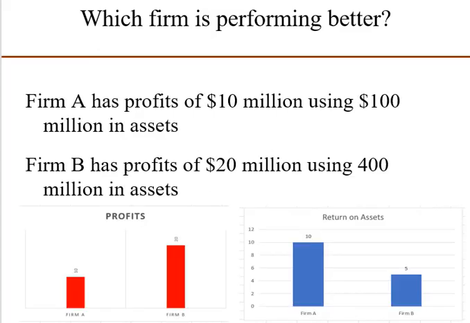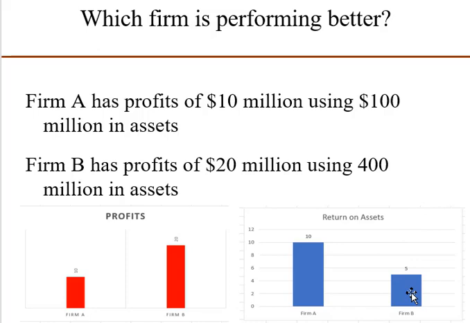So scenario 4, we get some additional information. So we still have firm A making profits of 10 million, firm B 20 million, but now we know the assets that they're using to make that profit. And so we can see that in terms of profit, firm B is making more. But if we look at the return on the assets that we're using, 10 divided by 100, firm A is making a 10% return on assets, and firm B, 20 million of net income using 400 is only making a 5% return on investment.